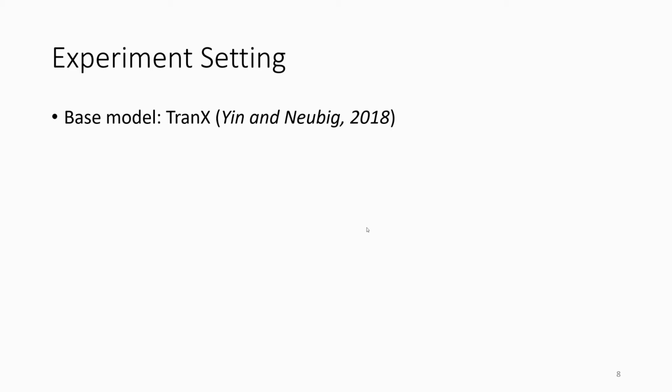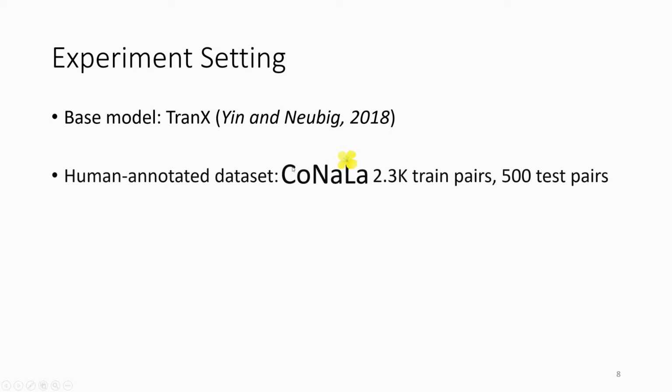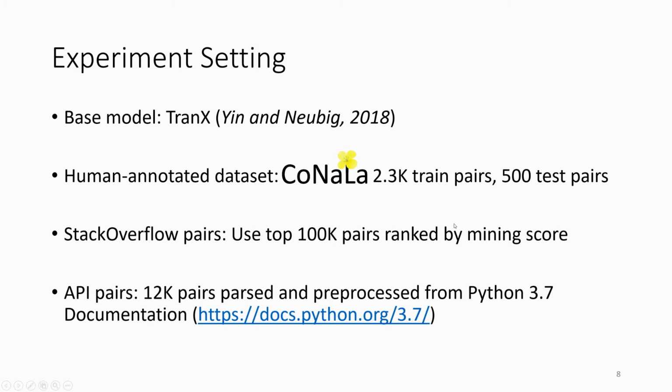In our experimental setting, we base our model on a state-of-the-art natural language to code generation model called TranX. And we use a human annotated dataset called CoNaLa, which contains 2.3K training pairs and 500 test pairs. For the Stack Overflow pairs, we use the top 100K pairs ranked by the mining score, so they are of relatively high quality. And for the API pairs, we obtain about 12K pairs parsed and preprocessed from the Python API documentation.